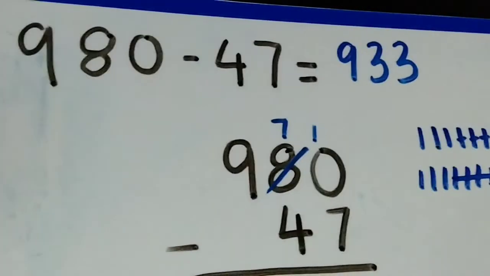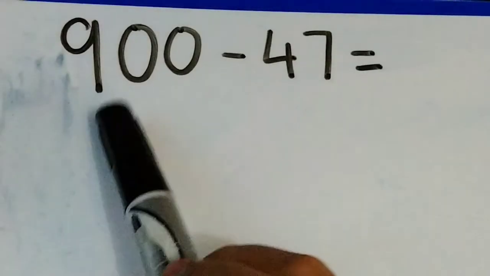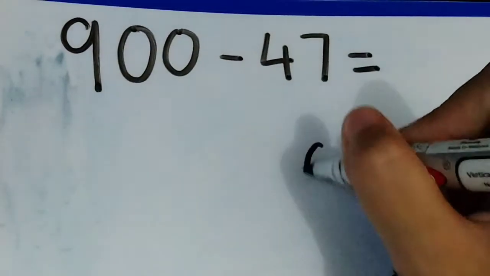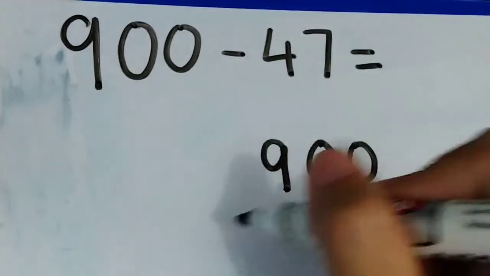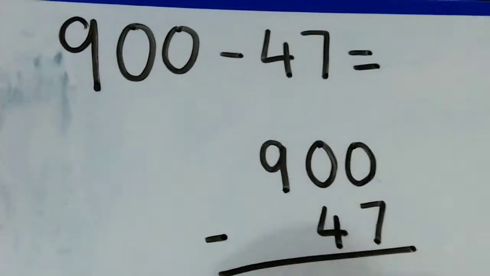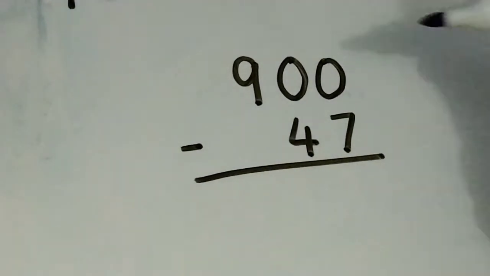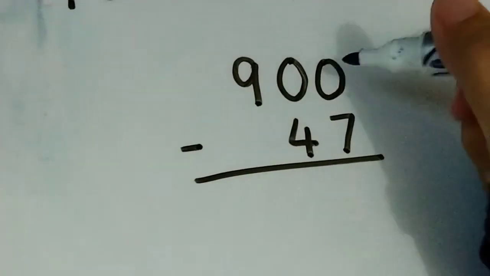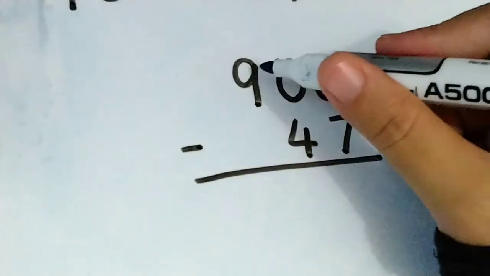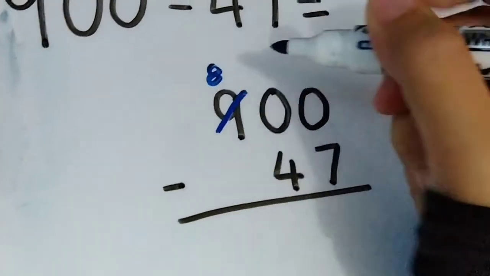933. And okay, let's look at the second example, which is 900 minus 47. Okay, 900 minus 47. Don't forget the symbol, okay? The symbol of subtraction. Okay, 0 minus 7. You can't minus 7 from 0. So you have to borrow from the next digit. Okay, but the next digit is also 0. So you have to borrow from 9.